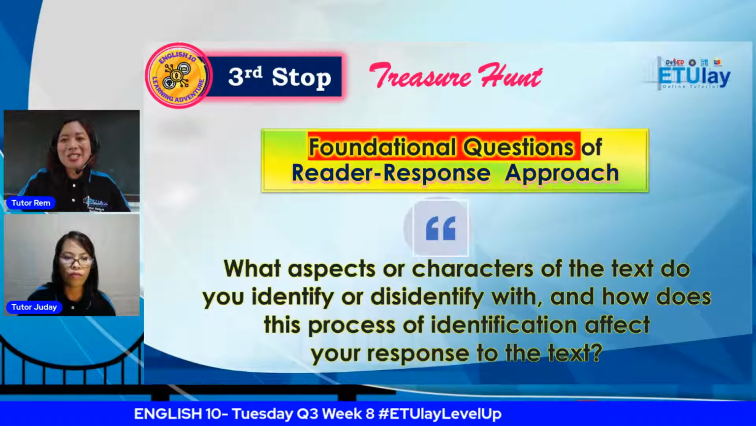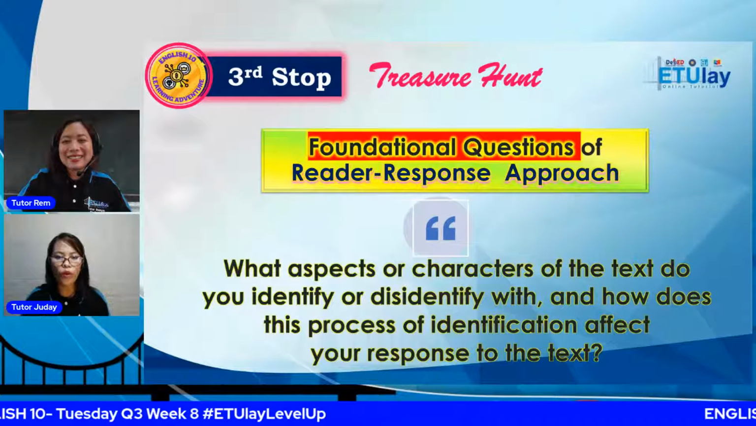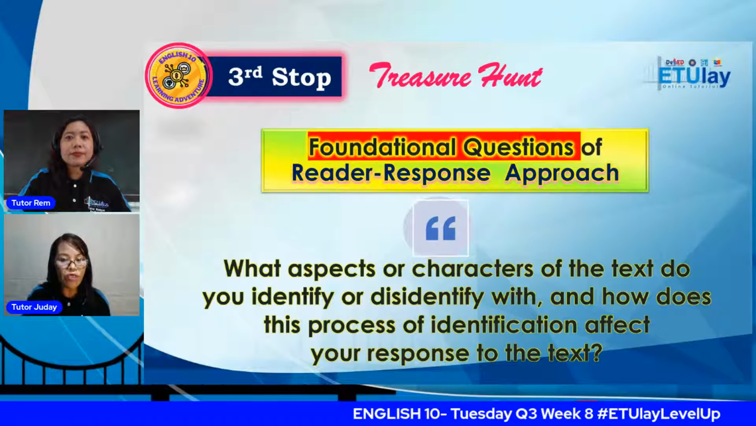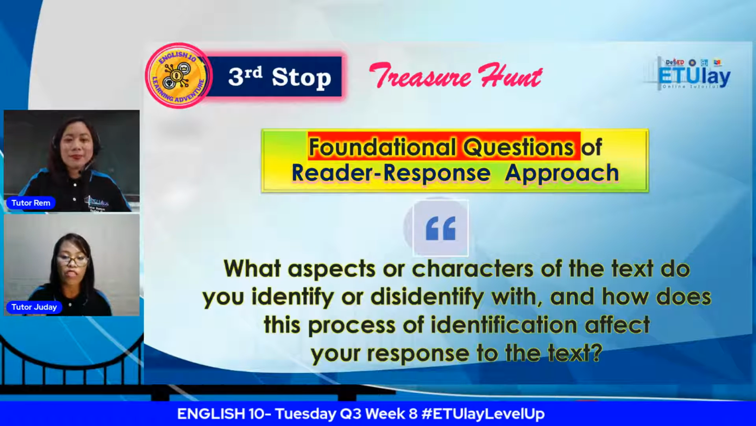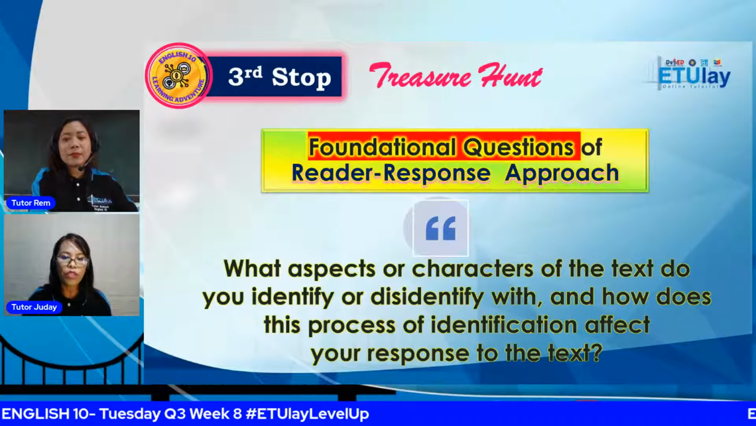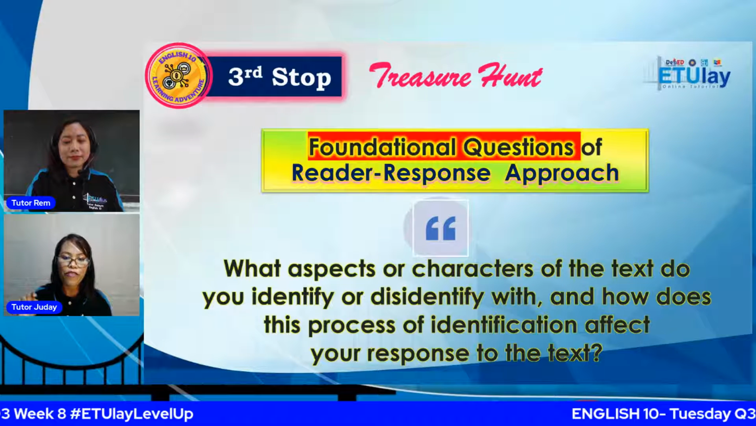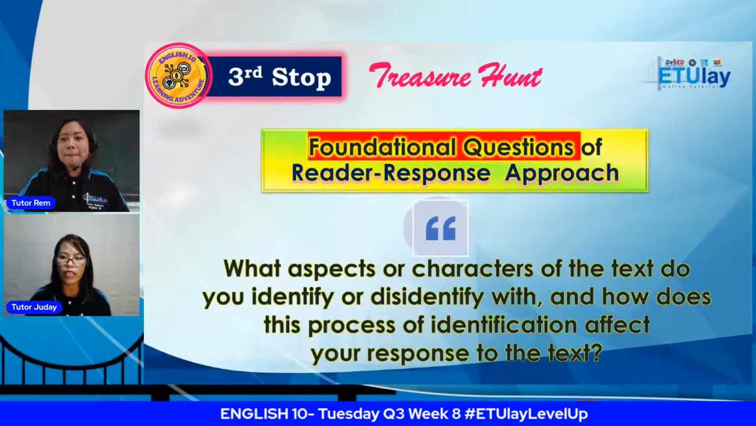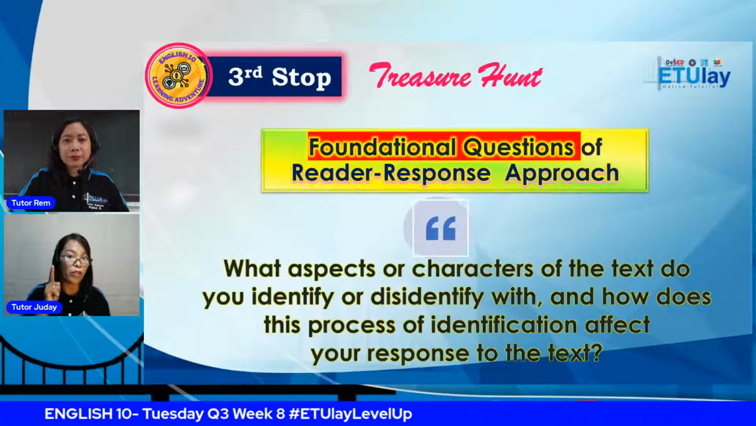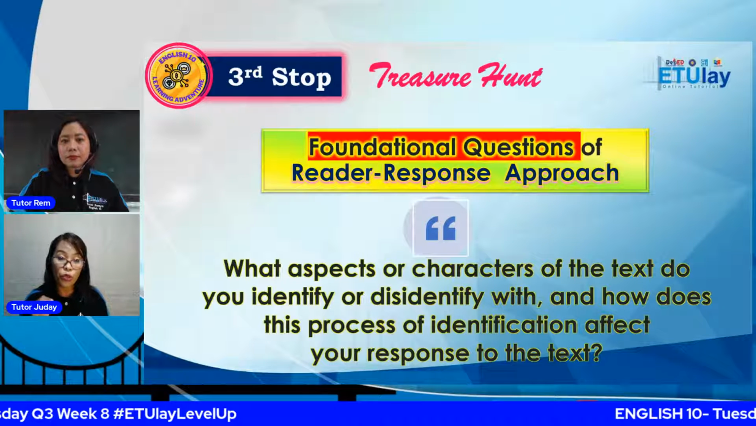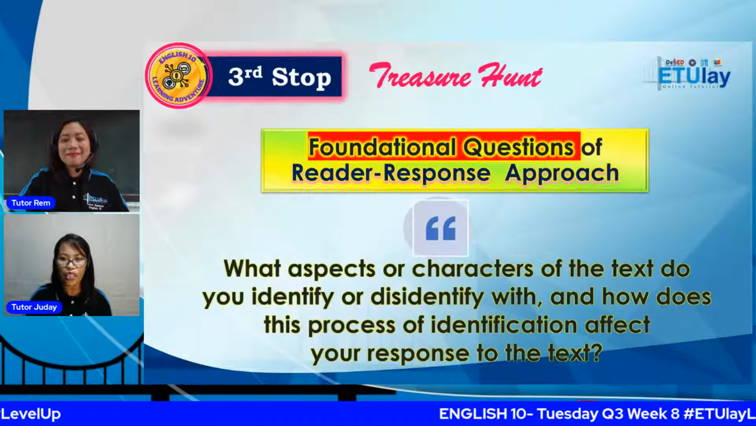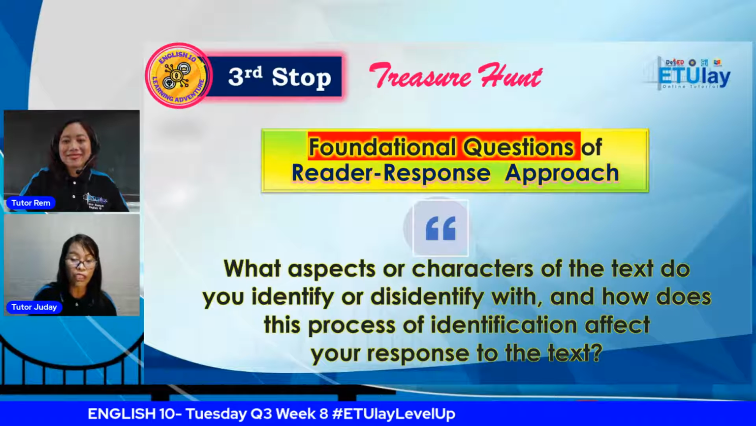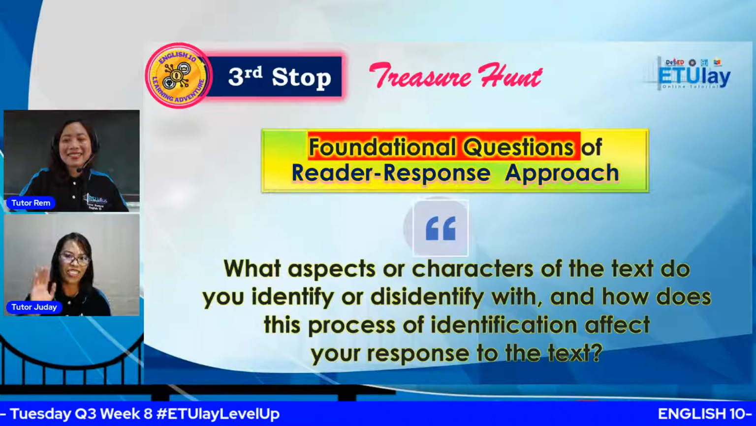Another foundational question for the reader response approach is this one: what aspects or characters of the text do you identify or disidentify with? And how does this process of identification affect your response to the text? For example, in Romeo and Juliet, you might ask, can you relate with Juliet? And if you are a boy, maybe you can ask, can you identify with Romeo? Can you relate with Romeo? Think about it.